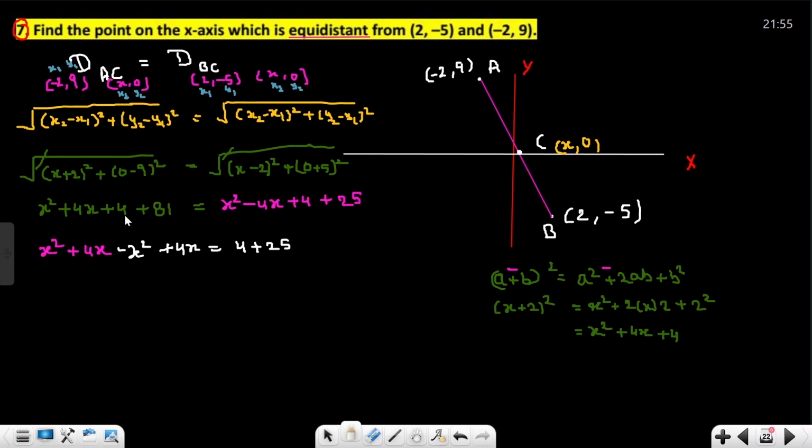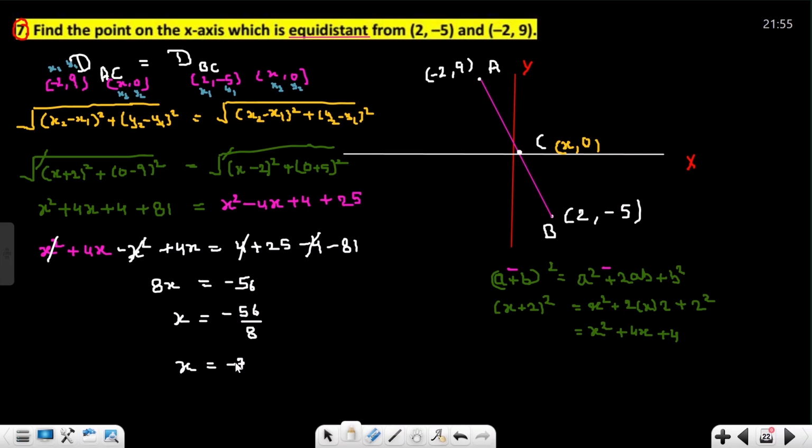Change the side: 4 positive becomes minus 4, and plus 81 becomes minus 81. The sign changes when we change the side of any term. So x square minus x square is 0, so we cancel the term. 4x and 4x positive, so we get 8x is equal to, minus 4 plus 4 is 0, 25 minus 81 we get 56, minus 56, since the negative term is greater. So x is equal to minus 56 divided by 8. The x value is minus 7.